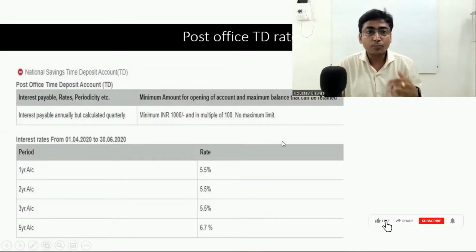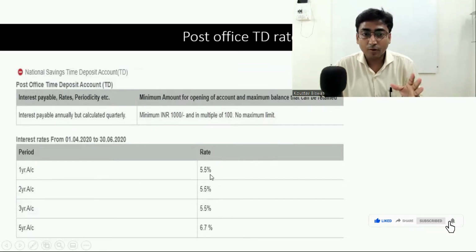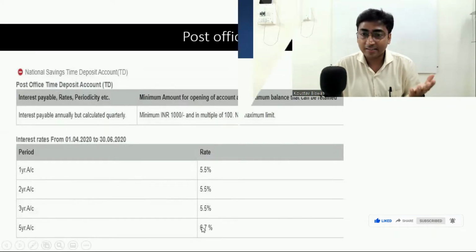Now this is post office fixed deposit. So post office fixed deposit is also in the same range only. 1 year it is 5.5%, 2 year it is 5.5%, and if you go for 5 years, then 6.7%.